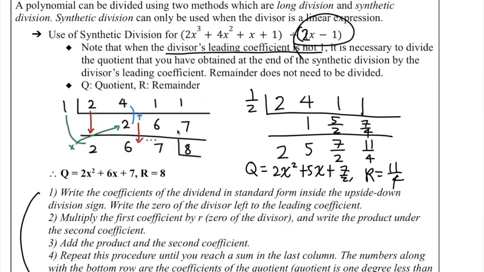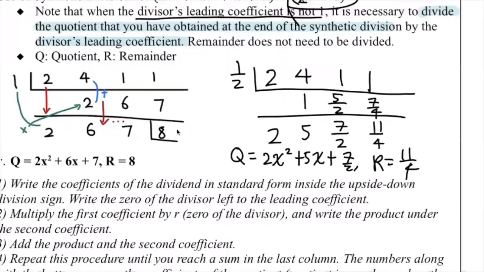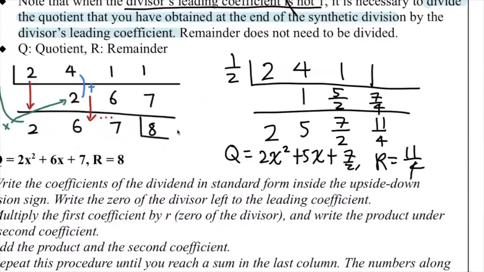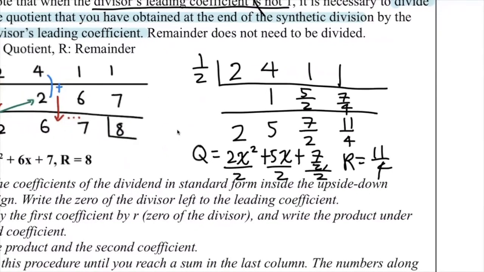Because the leading coefficient is 2, it is necessary to divide the quotient that you have obtained at the end of the synthetic division by the divisor's leading coefficient. So essentially, instead of having 2x squared plus 5x plus 7 over 2, we're going to divide all terms by 2. Then we will get, I'm going to write it down here, x squared plus 5 over 2x, and then 7 over 2 over 1.